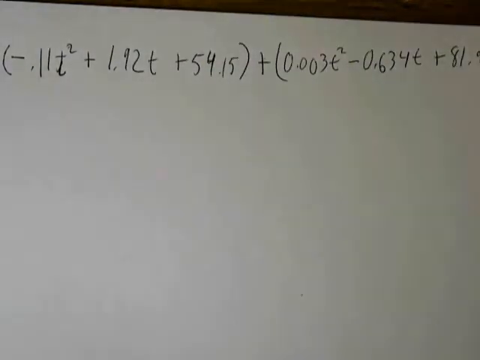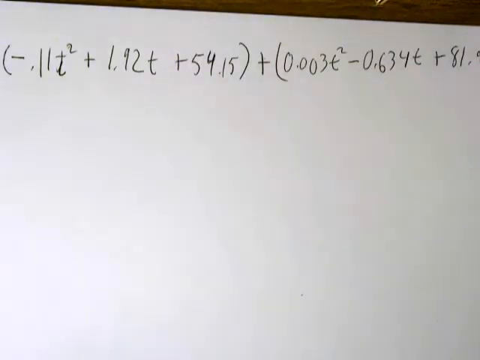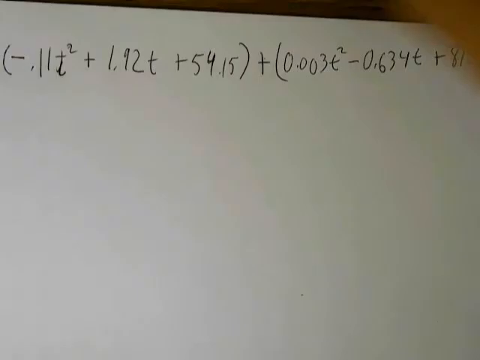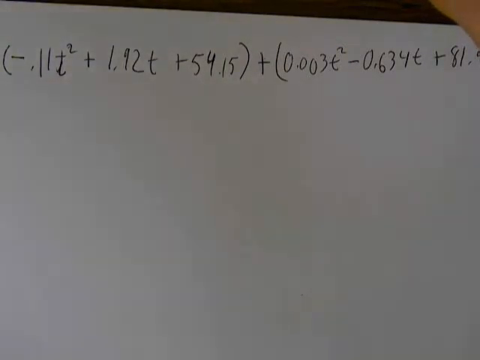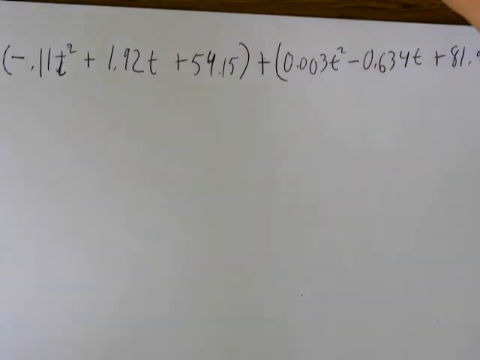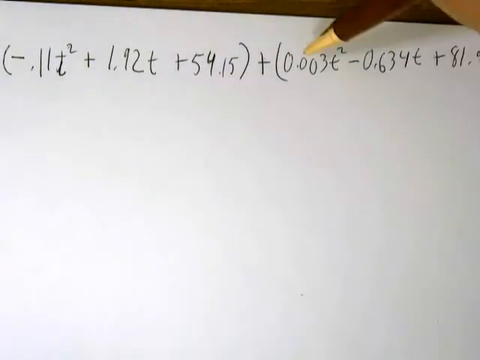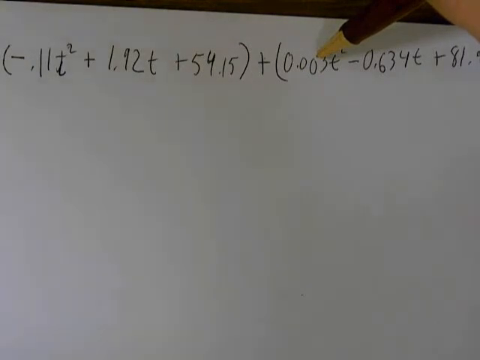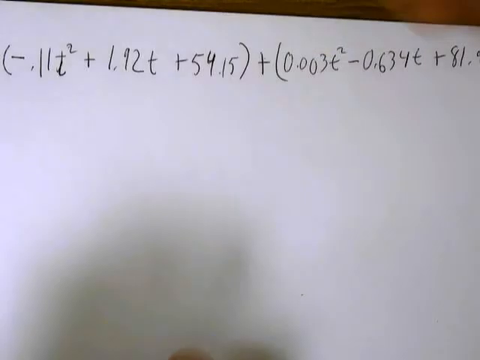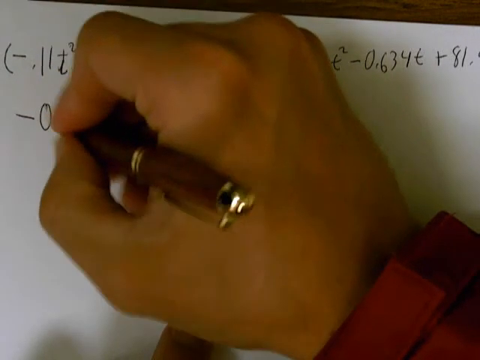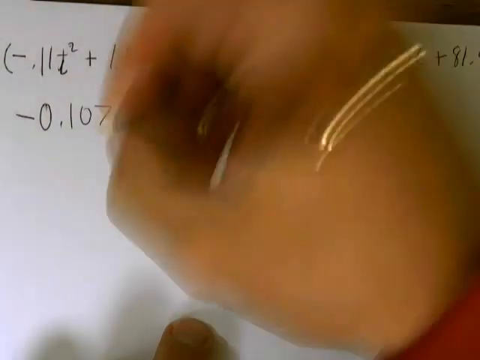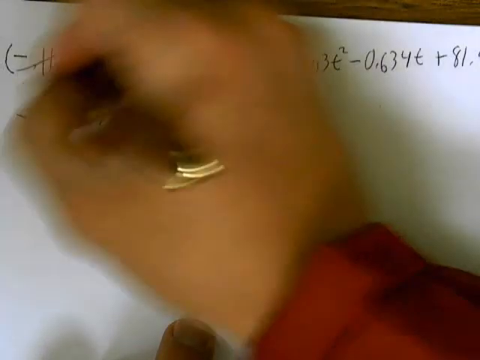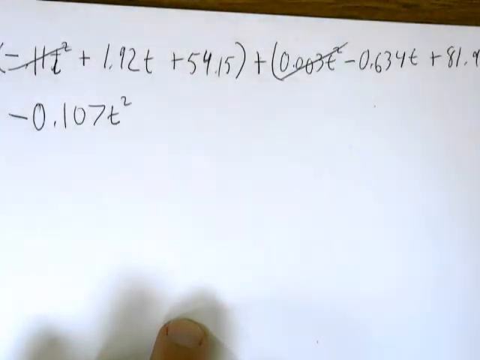Well, I'm going to throw it in my calculator, turn it on here, and I got to put negative 0.11 plus 0.003, and that is negative 0.107, and that is t squared. I've taken care of this term, and I've taken care of that term.